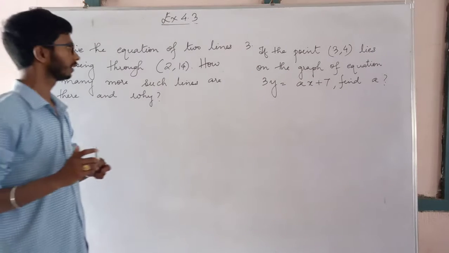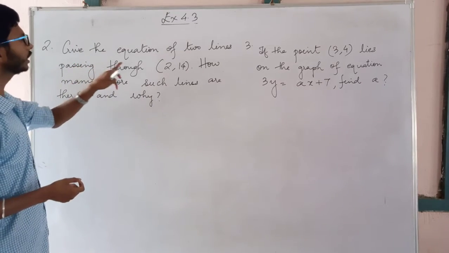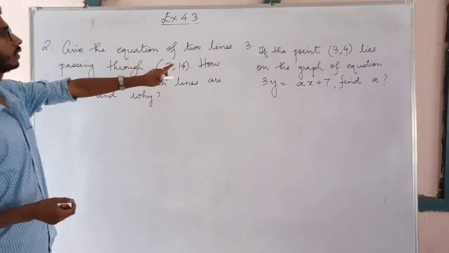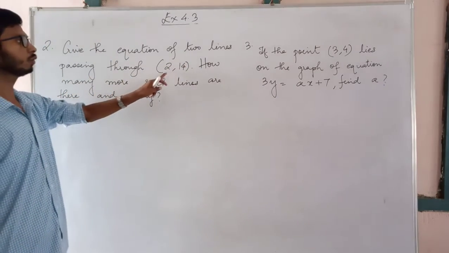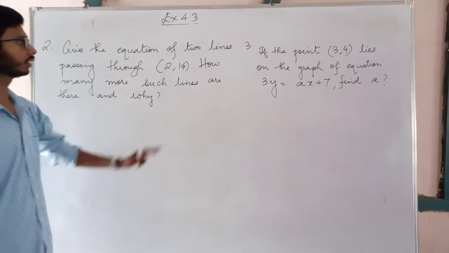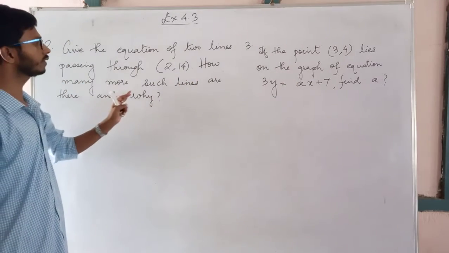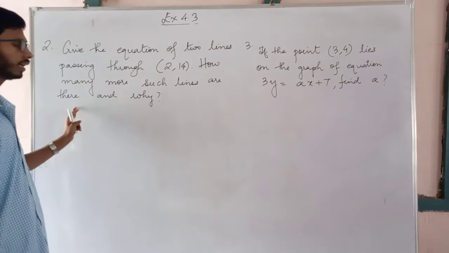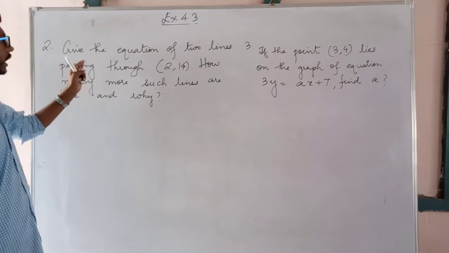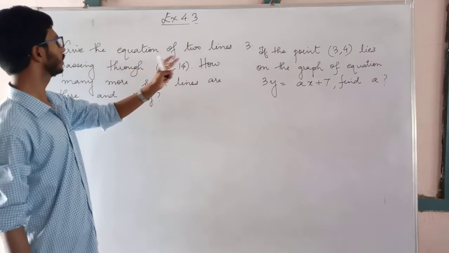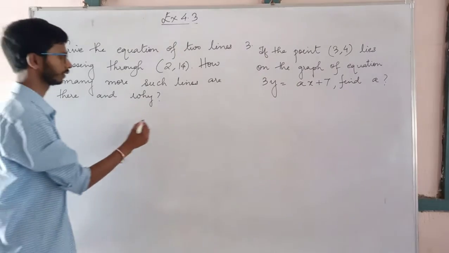Good morning, students. So let us take question number 2. Give the equation of two lines passing through (2, 14). The next part is how many more such lines are there and why. So let us see the first part.